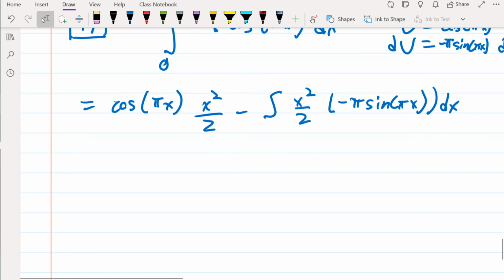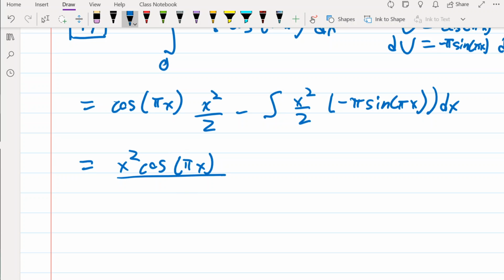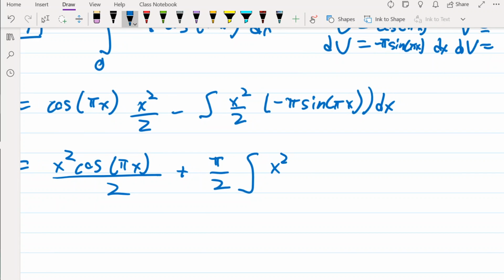So we're going to take constants out of the integral, and we're just going to leave this as x squared cosine x over 2 minus. So our constants for this are going to be an opposite pi divided by 1/2. So this will become positive pi over 2 times the integral of x squared sine of pi x dx.